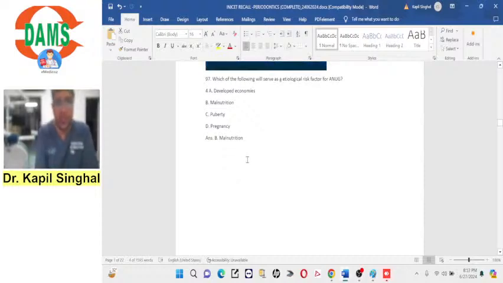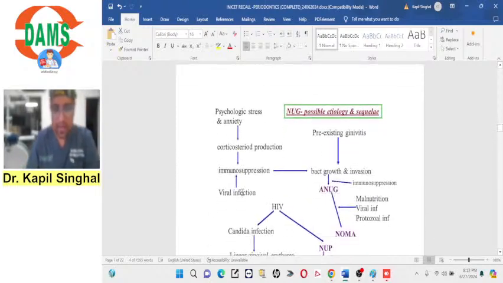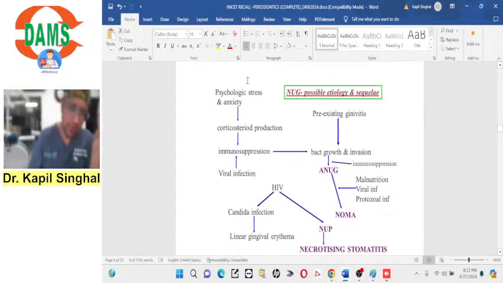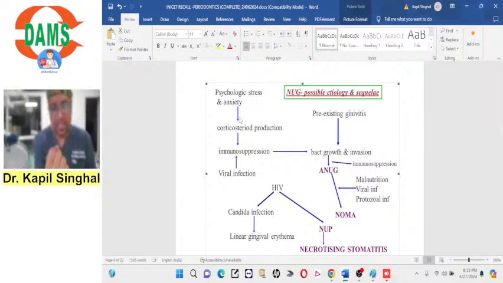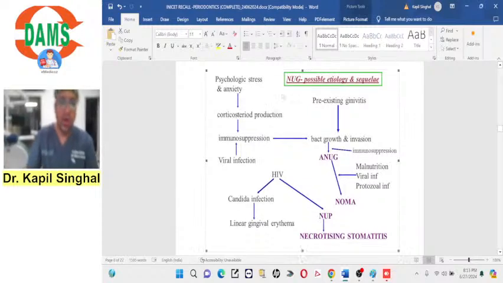Okay, next question. Which of the following will serve as an etiological factor for anak? So first of all, let's discuss what the different etiological factors of anak are. Stress, anxiety, all those factors that lead to immunosuppression are etiological factors. Malnutrition, viral infections, protozoal infections, all these factors can lead to anak.